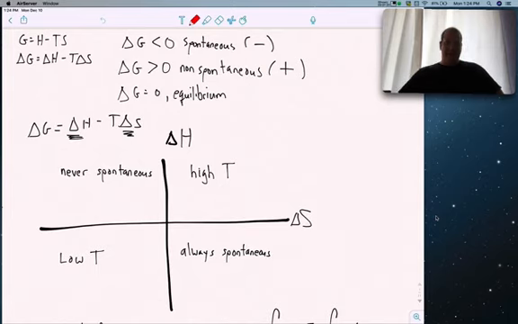And what this means is that when the change in Gibbs free energy is zero, the system is at equilibrium. If the Gibbs is less than zero, if it's negative, it's going to be a spontaneous process and it's going to go forward. If it's positive, it's a non-spontaneous process and it won't go forward.